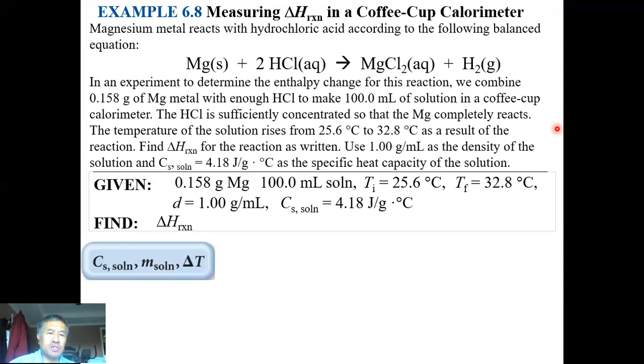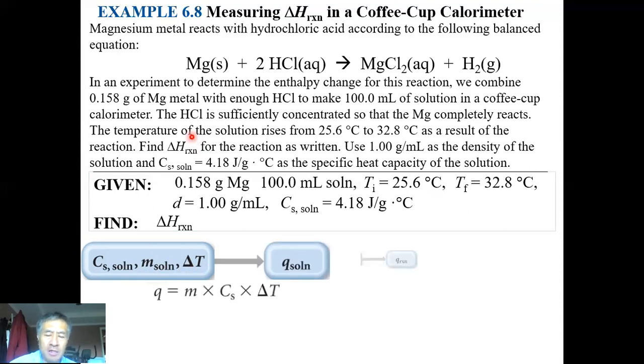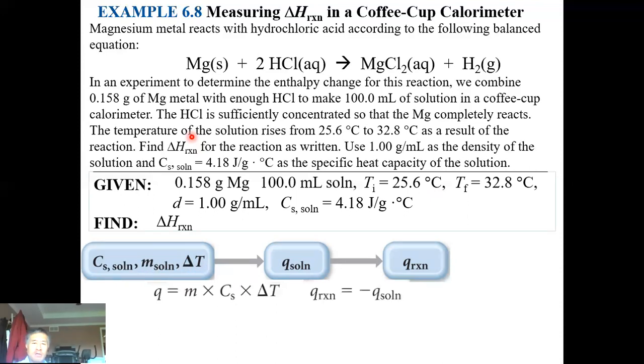So we will first use the specific heat of the solution, the mass of solution, and delta T for the solution to get the Q solution. Then we'll use the conversion Q reaction equals negative Q solution to calculate Q reaction. And then we'll use this equation to calculate delta H. So delta H equals Q reaction divided by moles of Mg.